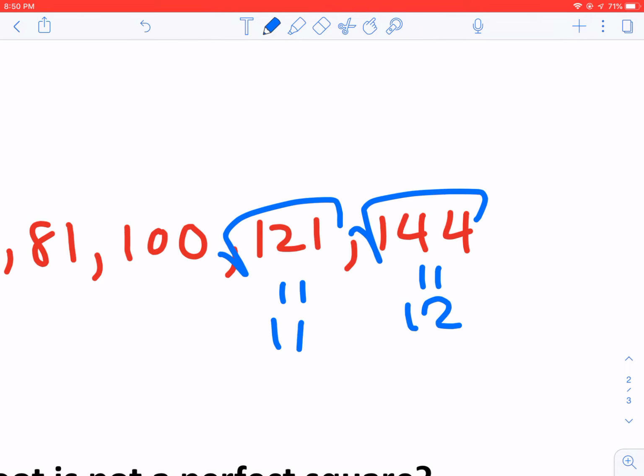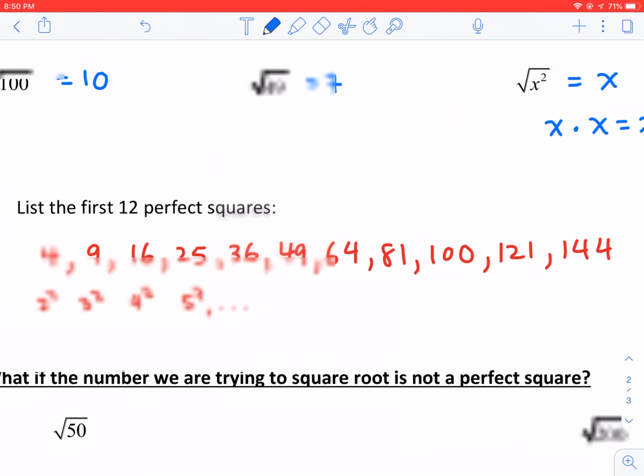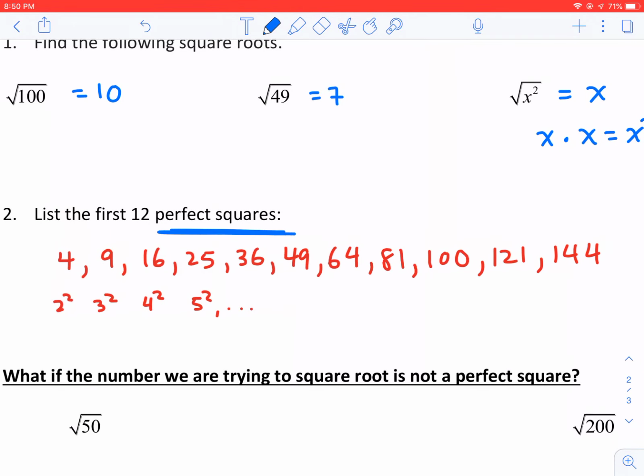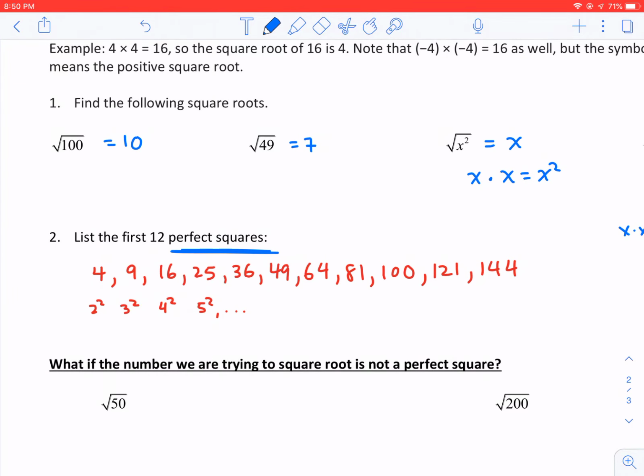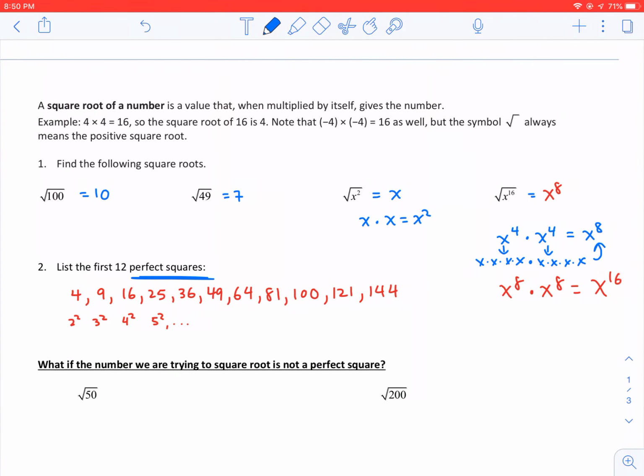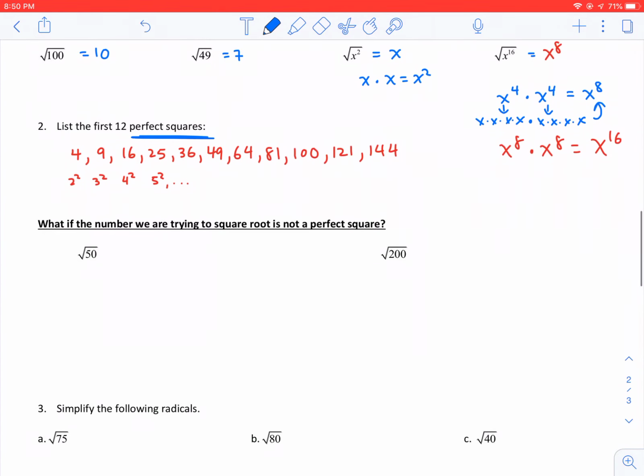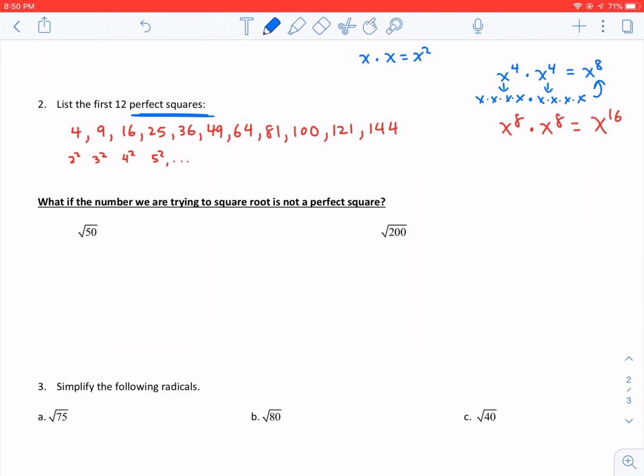And these numbers we call perfect squares. So square rooting these numbers is very simple. You can type into the calculator, you'll get an answer. But what if the number we are trying to square root is not a perfect square? Well, what we're going to do in that case is simplify it.